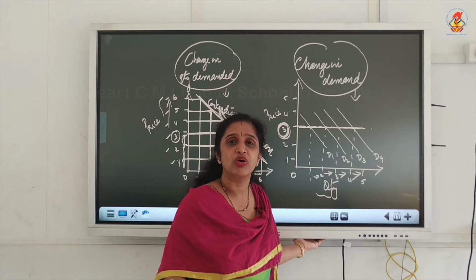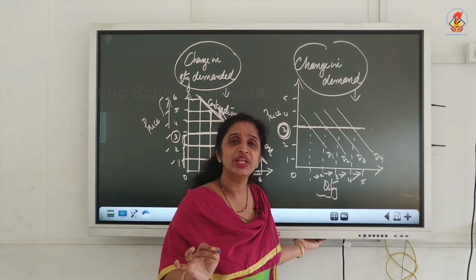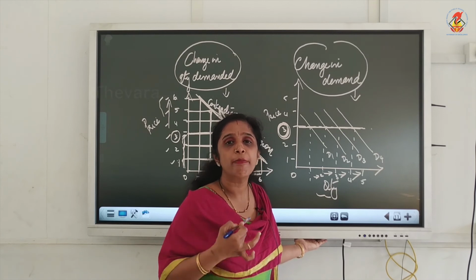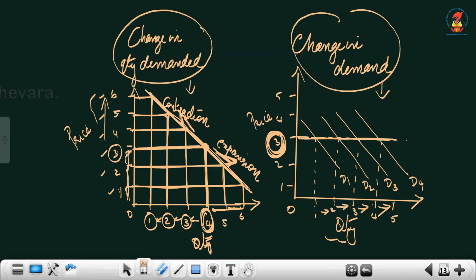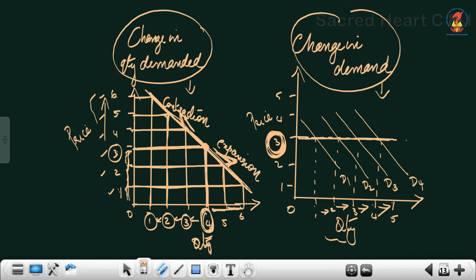Price remains constant. He is going on increasing and decreasing according to the change in the taste and preference. Therefore, price remains constant. That is done. Now, the next part is shift in the demand curve. Yes, shift in the demand curve is taking place here.